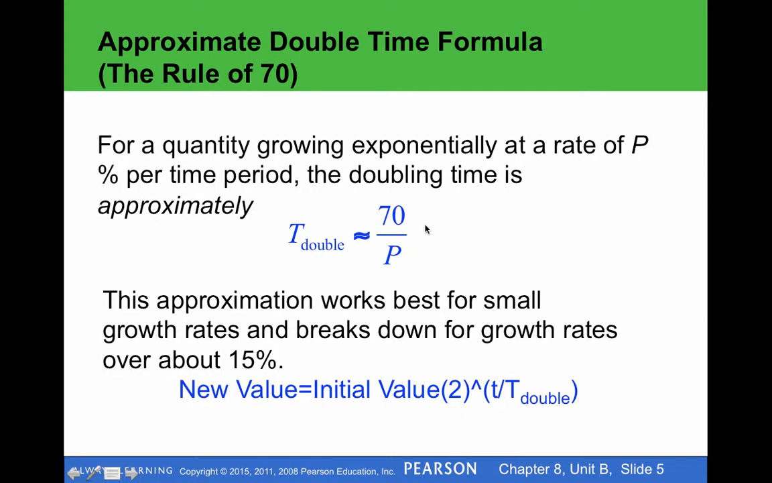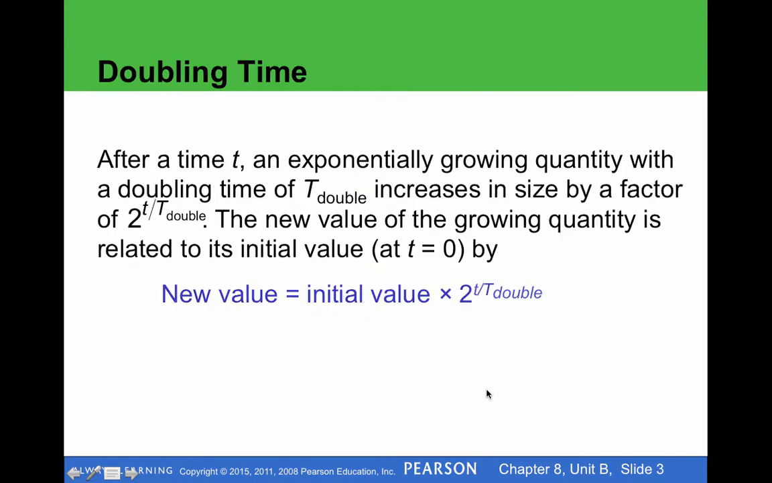So generally speaking, whenever we want to find the t double when we have a growth percentage, then we can use what's called the rule of 70. It's an approximate rule. It's a very nice rule. And the doubling time is approximately equal to 70 divided by this percent. This approximation works for small growth rates and breaks down for large growth rates, but usually we have generally small growth rates when we're looking at exponential growth. And then our formula is our new value equals our initial value times 2 to the t divided by t double. We already had that formula back here.